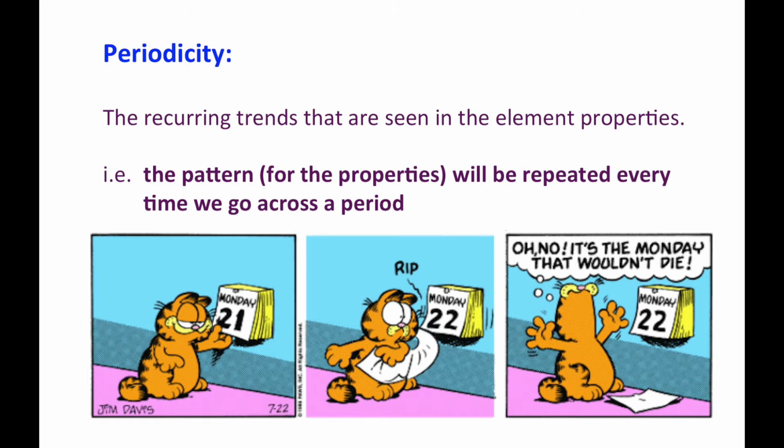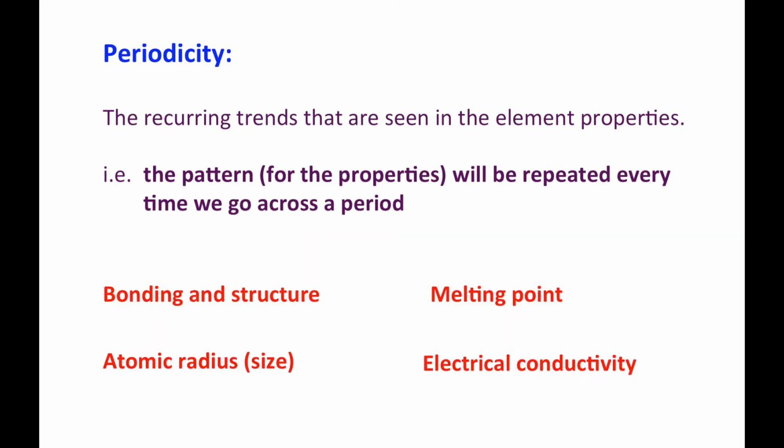Now, in our daily life, we face Monday every 7 days, or you may say every week. This is a good example of periodicity because when you travel along the calendar, you will find Monday every 7 days. Of course, in our periodic table, we will focus on 4 major characteristics. They are bonding and structure, melting point, atomic size, and conductivity.